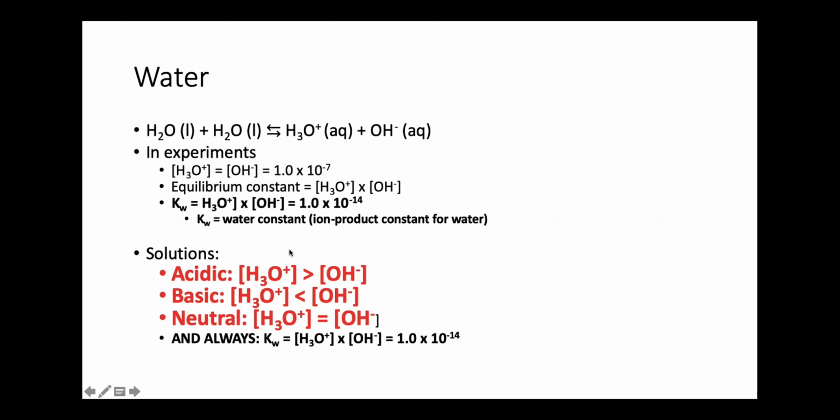So when do we call a solution acidic? Well, that's easy. When my concentration H3O+ is larger than the concentration OH-, we call it acidic. When the concentration H3O+ is smaller than the concentration of OH-, we call it basic. And when the concentrations are the same, H3O+ equals OH-, we call it neutral. And as always, remember the water constant: concentration H3O+ times concentration OH- is 1.0 times 10 to the negative 14.